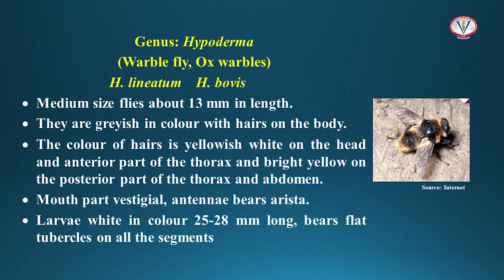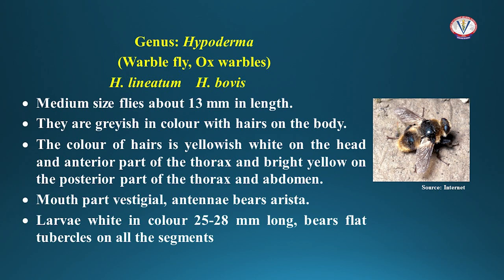Genus Hypoderma, warble fly or the ox warble. Medium-sized flies around 13 millimeter in length. They are grayish in color with hairs on the body. The color of the hairs is yellowish white on the head and anterior part of thorax, and it is bright yellow on the posterior part of thorax and abdomen.